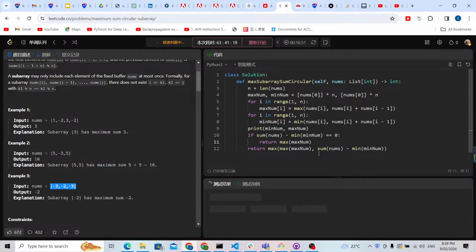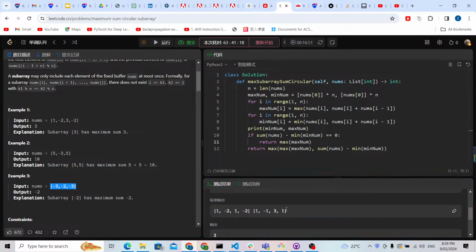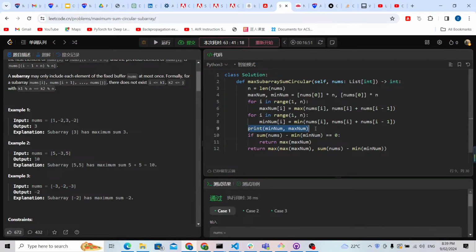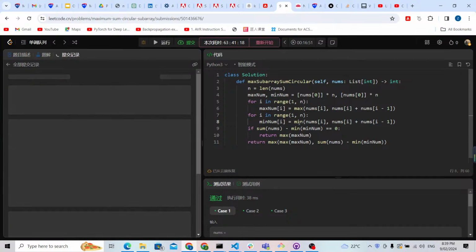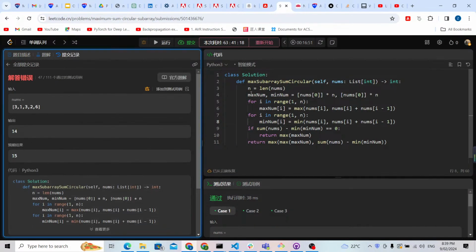Now let me run it. As you can see, it works. Now let me just delete the print, submit it and check out the result. And the time complexity is easier to... Oh, there's something wrong. Let me check. For this one, the final result is 14, but I got 15. This is the sum of them. It should be 14. I don't know what is wrong.